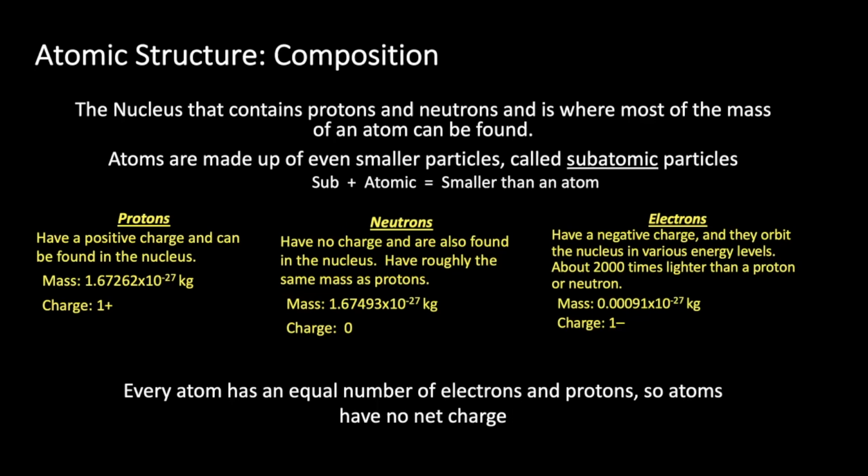The protons, the positive charge, we know that's in the nucleus, charge +1. It gives you the mass here, 1.67216 times 10 to the negative 27 kilograms. So you see how light it is. You don't need to have the mass memorized per se, but you should know the charge and where it's located. Then the neutrons, no charge. About the same mass as the protons. And then electrons, they have a negative charge, and they are 2,000 times lighter than a proton or a neutron at 0.00091 times 10 to the negative 27 kilograms. And they orbit around the nucleus at different energy levels.